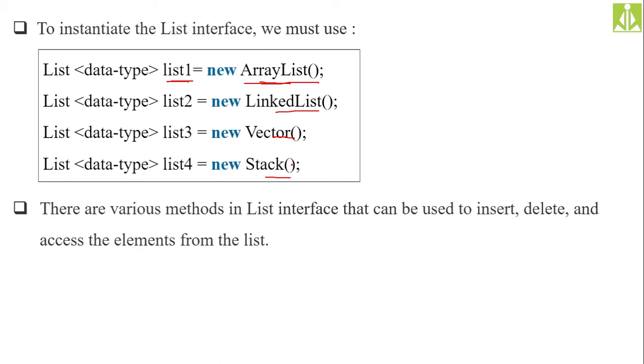For what purpose do we use those methods? In order to insert elements into the list, to delete, and to access the elements from the list. We will make use of those methods. So one by one we will see what methods we have inside the List interface, and those are not going to have any implementation, because List is an interface and it is going to have only the abstraction.